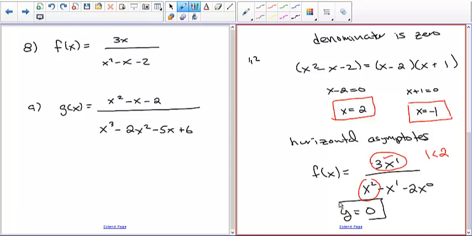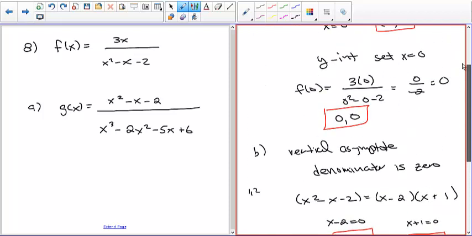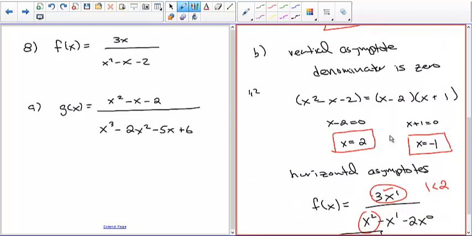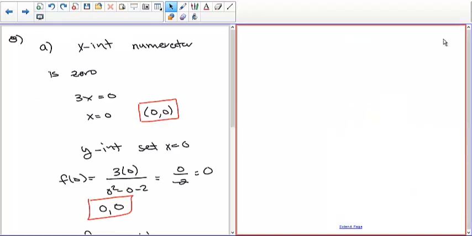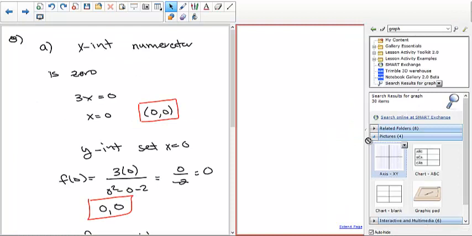If these are equal to each other, then you take the ratio of the leading coefficients. If it's the other way around, if this is higher than that, then there is no horizontal asymptote. Okay, so we've got our x and y intercepts, which is the origin. Got two vertical asymptotes and a horizontal asymptote. So we're now going to plot those and see what other points we might need.